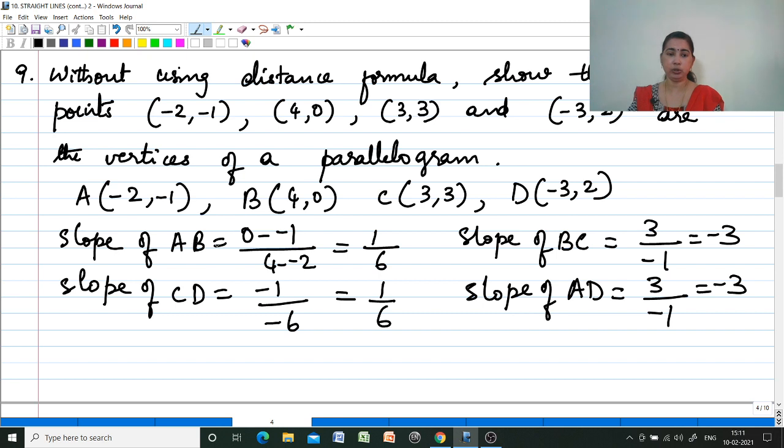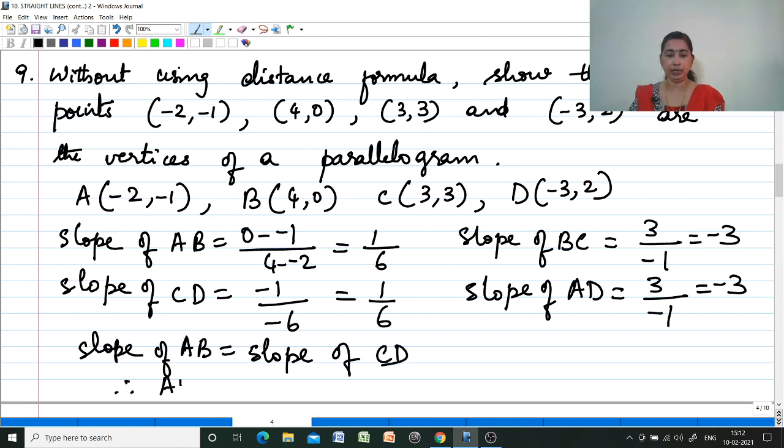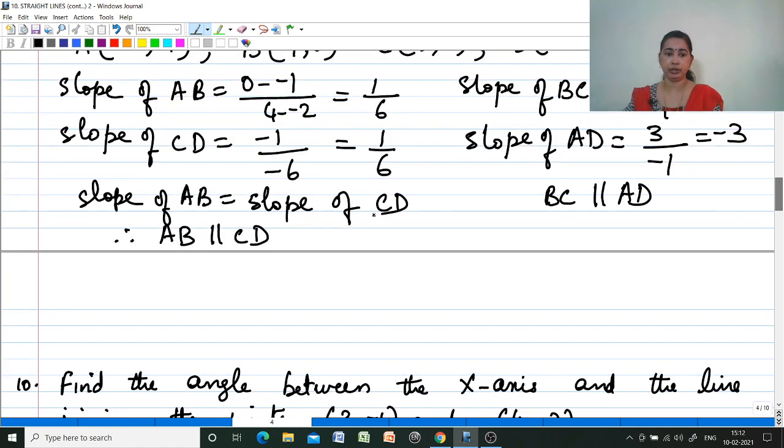So, we can see that the slope of AB and slope of CD are equal. Therefore, if slopes are equal, then these two lines are parallel. So, slope of AB is equal to slope of CD. Therefore, AB is parallel to CD. Same way, slope of BC and slope of AD are equal. Therefore, BC is parallel to AD. Therefore, ABCD is a parallelogram.